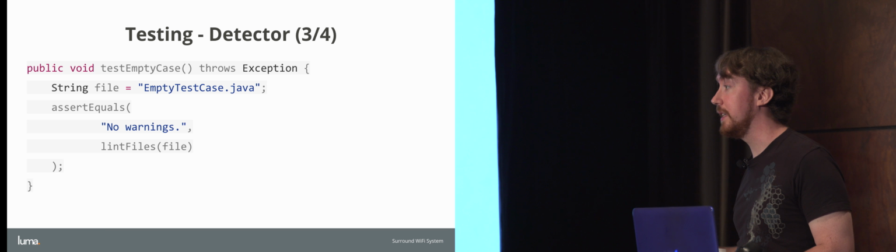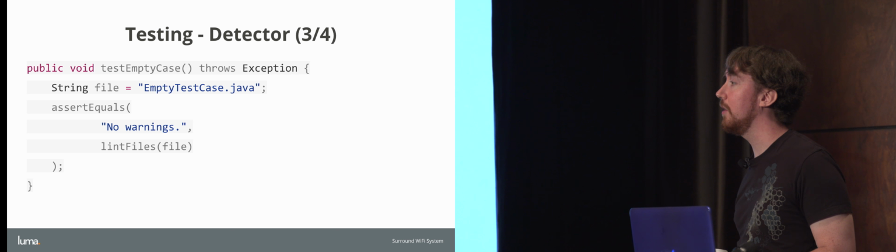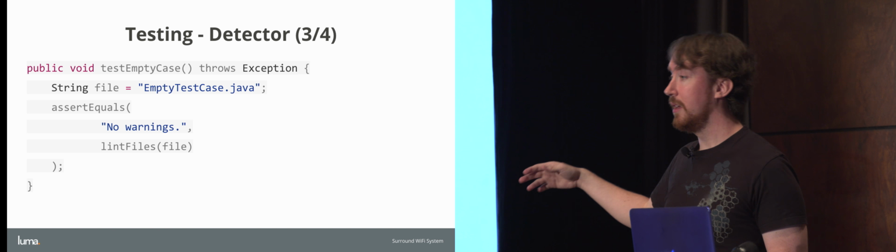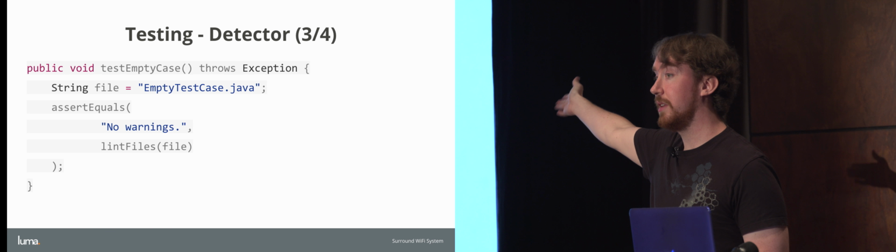That will actually run lint as a utility on that particular file and then give you the text output. So the idea here is that we're just checking that lint being run on our particular test case file has no warnings. Now for the empty case, this is easy. We know it's going to say no warnings if nothing's found. But the other case is a little bit harder.